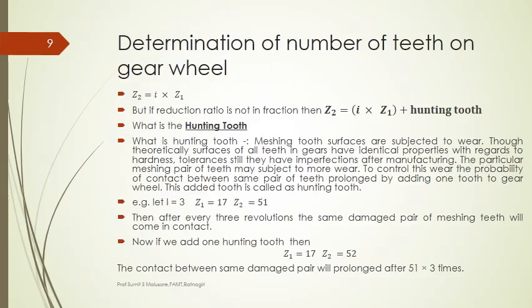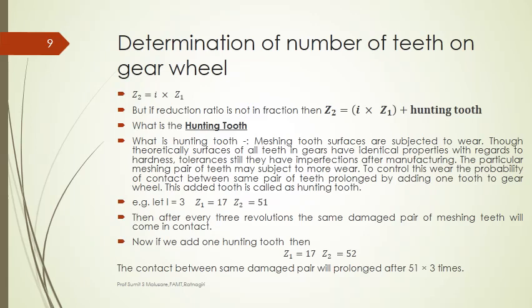Next, determination of number of teeth on gear wheel. Fine. So Z2 is equal to I into Z1 as per the standard, that is I is equal to Z2 upon Z1 obviously, but we have to consider one more tooth over there, that is called a hunting tooth. Now what is the function of the hunting tooth?